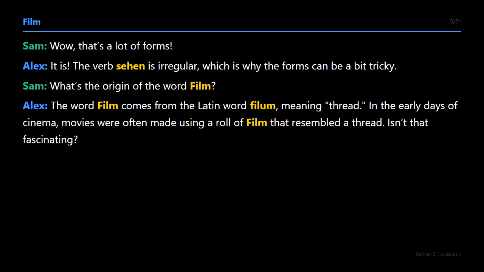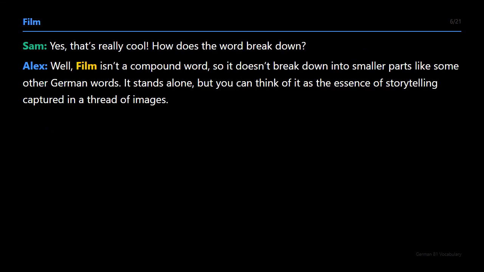Yes, that's really cool. How does the word break down? Well, Film isn't a compound word, so it doesn't break down into smaller parts like some other German words. It stands alone, but you can think of it as the essence of storytelling captured in a thread of images.